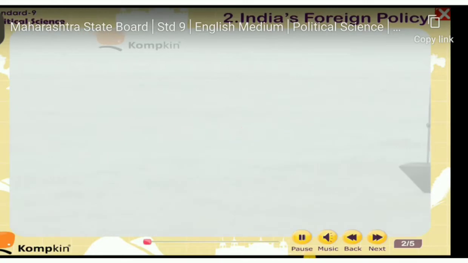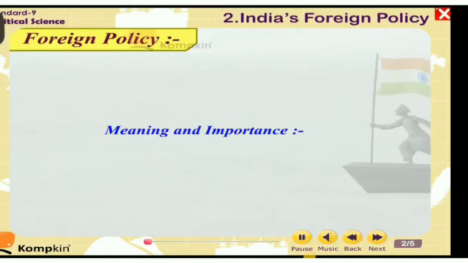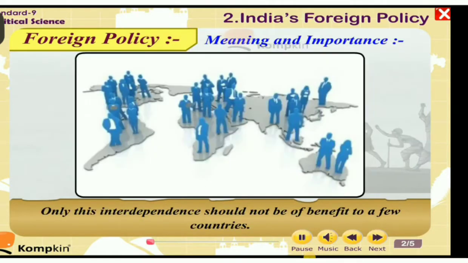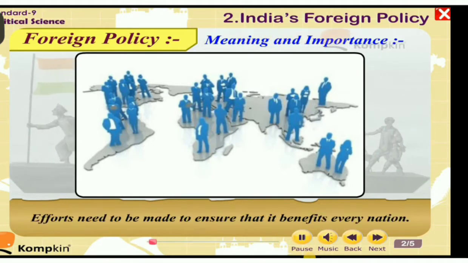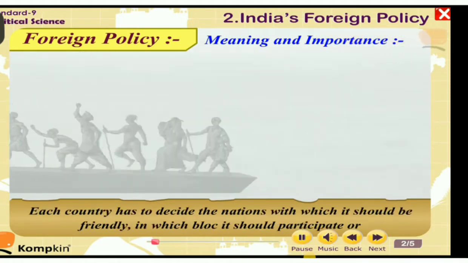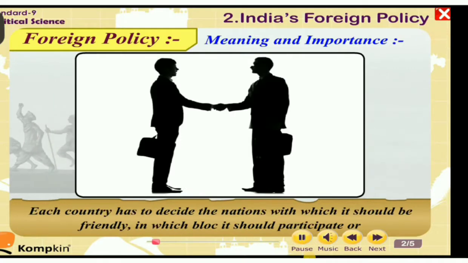So, let's have the explanation of India's foreign policy. All countries are members of the international system. This interdependence, meaning depending on each other, should not benefit only a few countries. It should benefit all the countries. Efforts need to be made to ensure that its benefits reach every nation, either India or Pakistan.